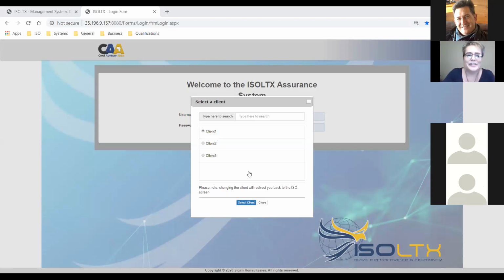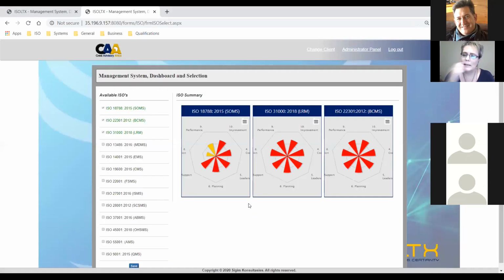Okay, so this is how we log in. You will see you will have a username and password. In this case, I'll just select a client. Okay, so here on the left-hand side, you will see we have all the various ISOs that you can choose from. In this case, 3 ISOs have already been chosen. So for instance, this company already has 18788, which is physical security operations management system. It's got risk management and then business continuity management.